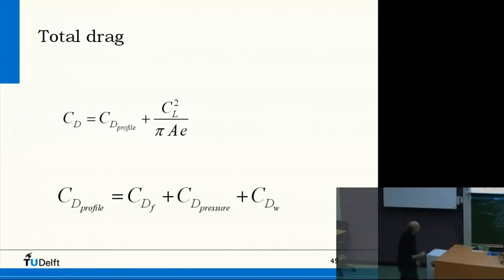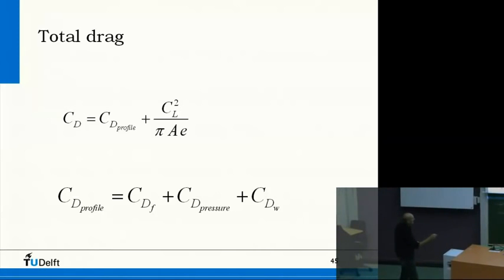Now, if we look at total drag of a wing, then the CD of a wing is the CD of the profile plus the term for the induced drag. If we look at a profile, then the CD is the part of the friction in the total CD, the part of the pressure drag, and, if we are in a compressible flow, the wave drag. I will not say much about this wave drag.